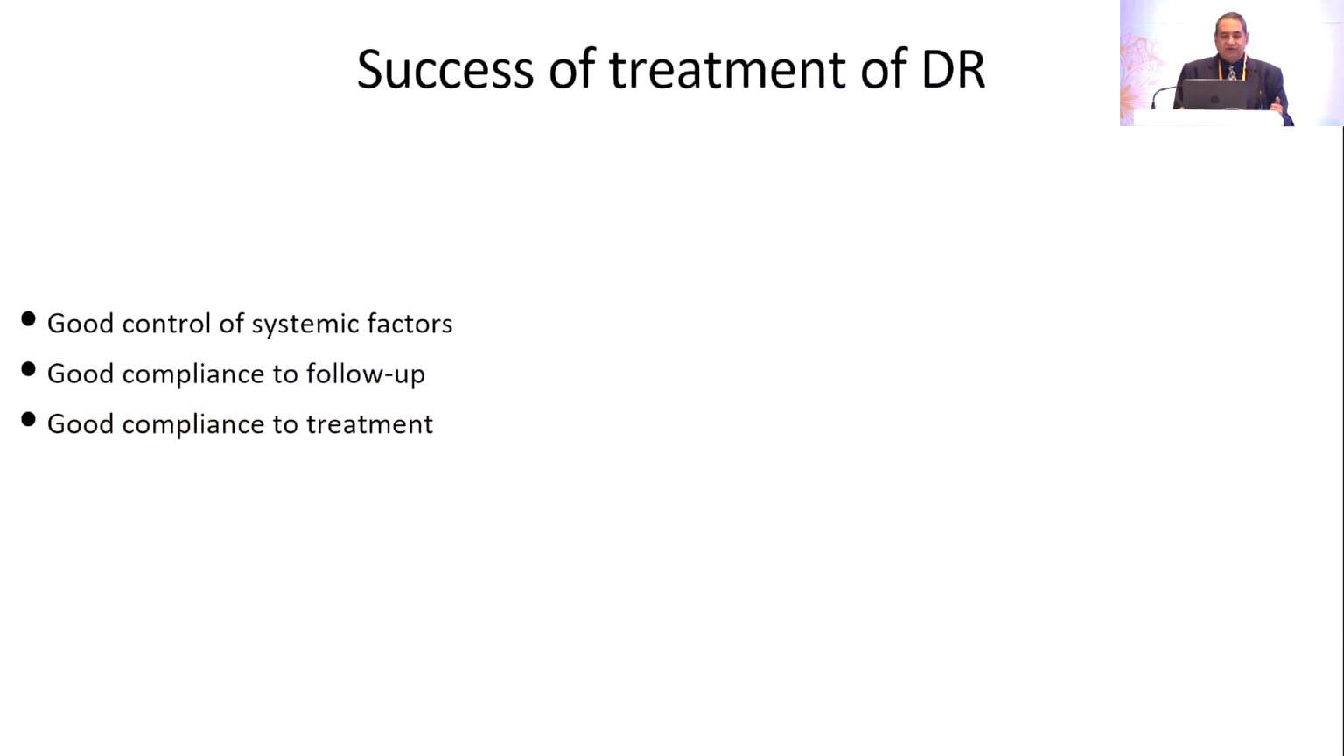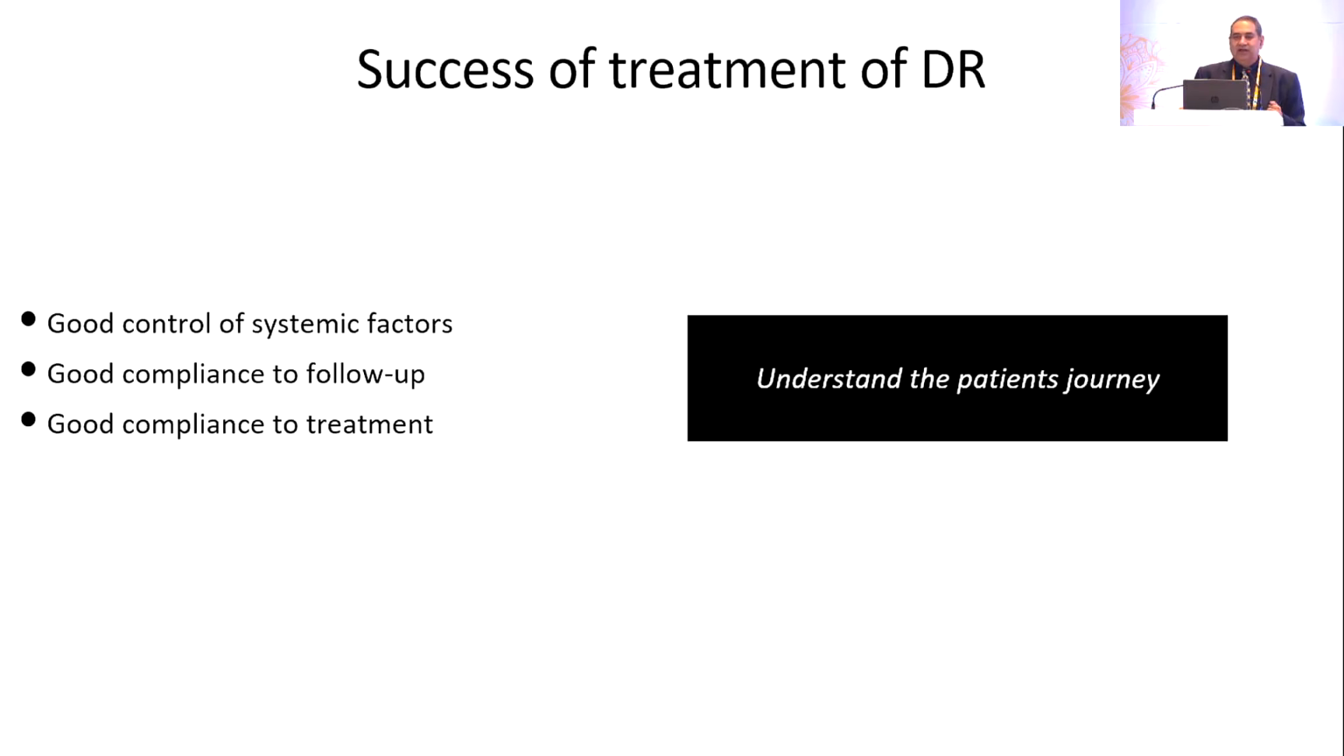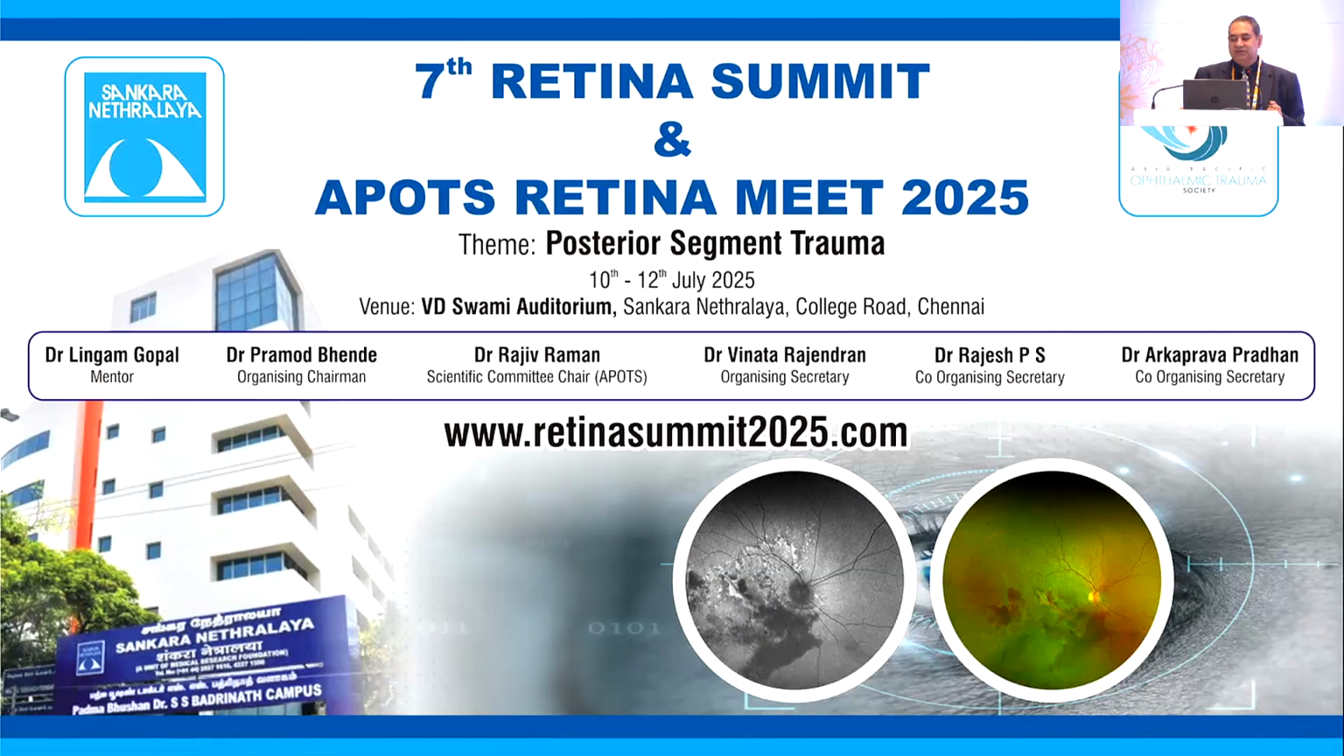So the success of treatment of diabetic retinopathy is good control of systemic factors, good compliance to follow-up, and good compliance to treatment. And most important, you must understand the patient journey. It is not a lone eye, it involves many other complications.